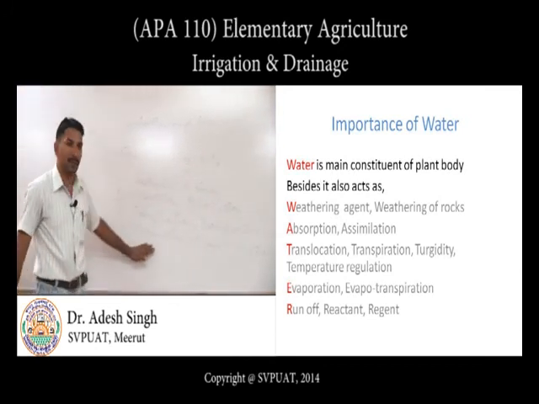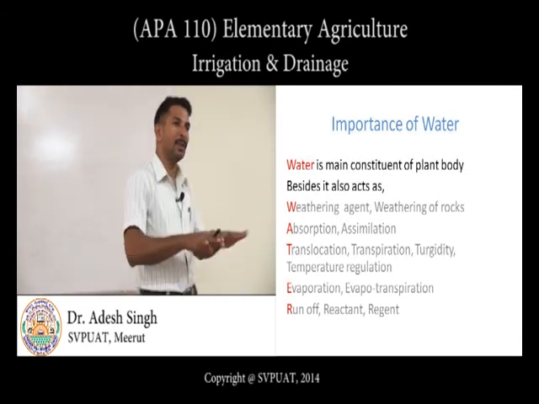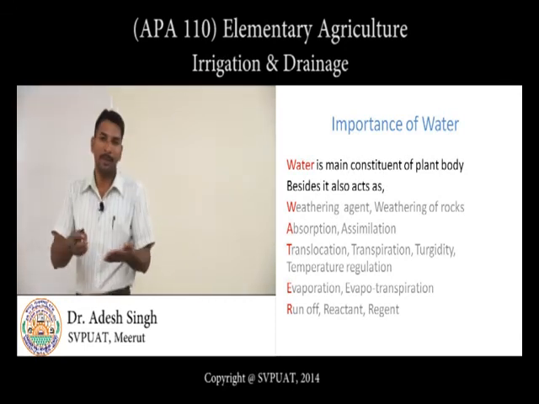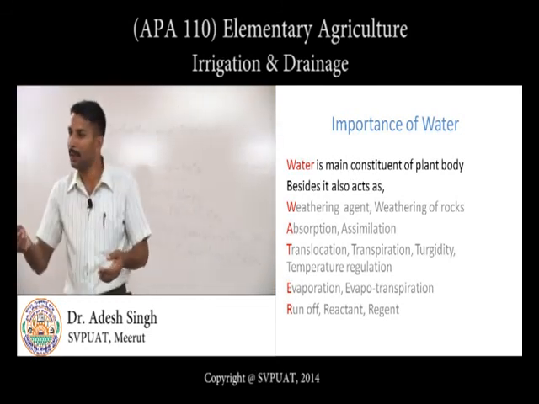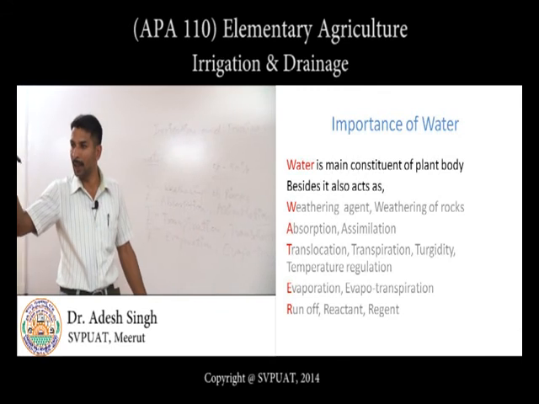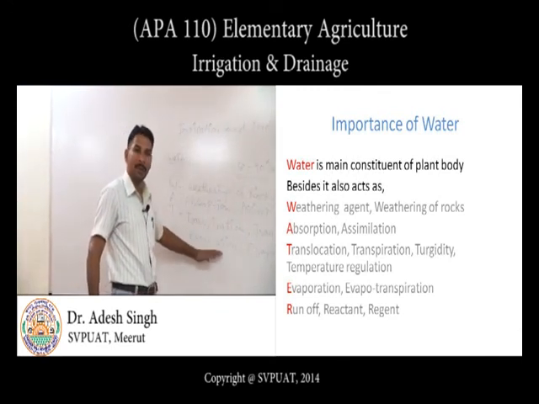Then another important function of the water is the evaporation. As you know, whatever plants are grown on the soil, the water can be lost from the soil itself or the free water surface in the atmosphere where the plant body is not involved. This is known as the evaporation process.